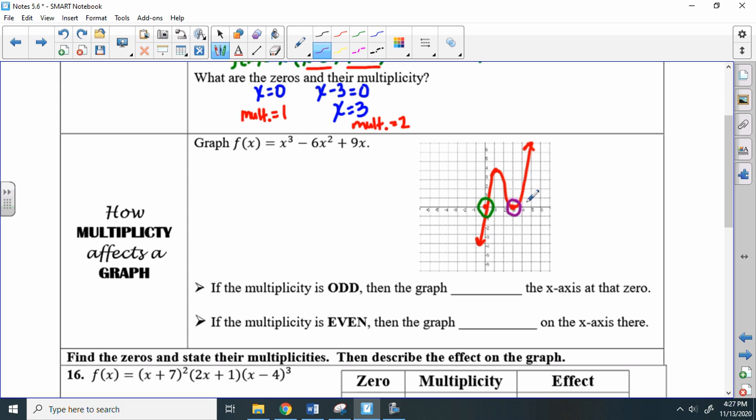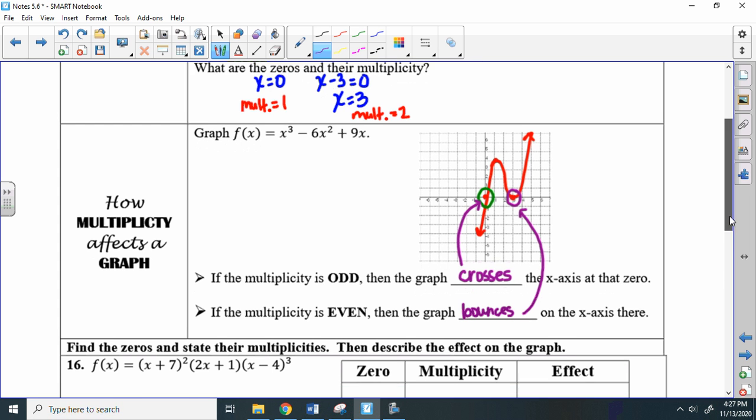And so that actually happens all the time, depending on whether the multiplicity is an even number or an odd number. So if the multiplicity is odd, so it's 1, 3, 5, 7, whatever, then the graph crosses the x-axis at that zero. Okay, and so that's this one here. And then if the multiplicity is even, the graph bounces on the x-axis there, and that's this one. Okay, so those are the terms that I want you to use, crosses and bounces.